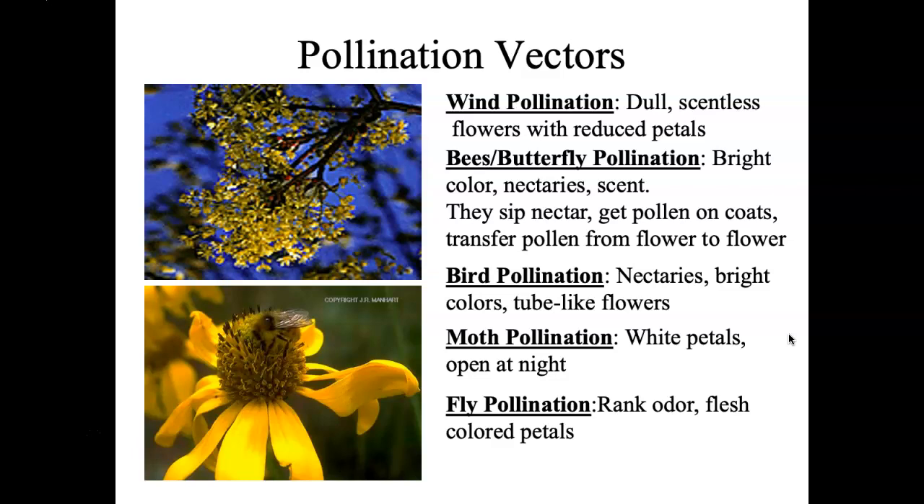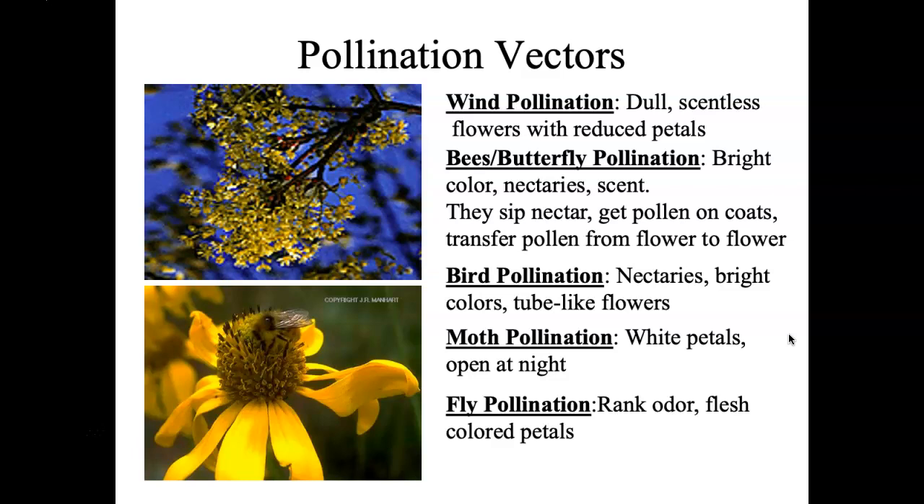Moth pollination. So a lot of times moths are active mostly at night. So they need to be able to see the plants, and so flowers that need moths often are white, so they can reflect as much light from the moon as possible, and they generally open at night. If you've never seen a moonflower, you should Google moonflower. There are some awesome pictures. Look at the time-lapse videos, and they'll show you how they close up during the day and then they open at night to attract their pollinators.